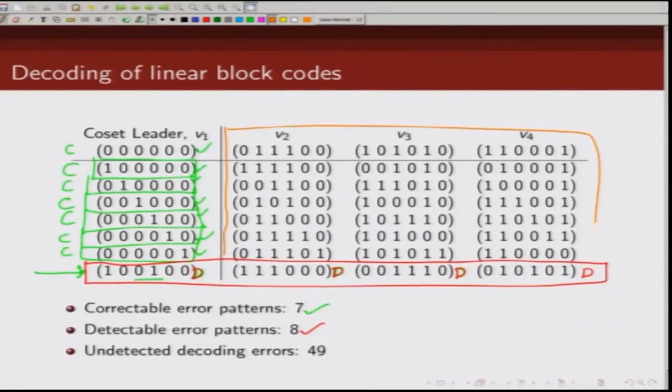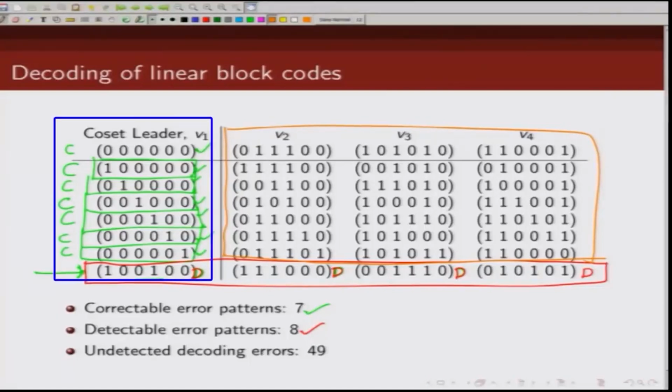Why? Because whenever any of these error patterns happens, I have already taken decision in favor of these coset leaders, because it is less likely to get this error pattern than this. So, these set of 49 error patterns, if any of these error patterns happen, then I am going to make a mistake. This will result in undetected error, because whenever any of these error patterns happen, I would have assumed that the error pattern was this. So, this would result in undetected error probability.